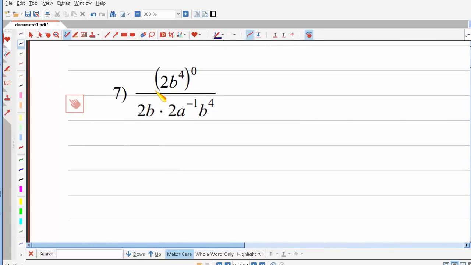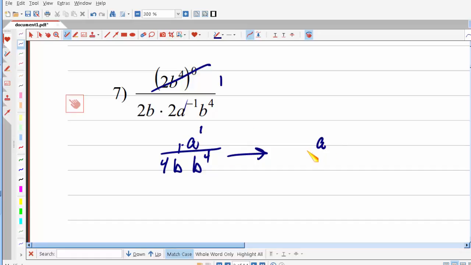Okay, this one, the zero exponent rule means that this whole thing becomes 1. So I have 1 over 4b, and then b4. And that a negative 1 is going to go in the numerator, become a to the positive 1. So I end up with a over, and b1, b4 is b5. And that's that one.